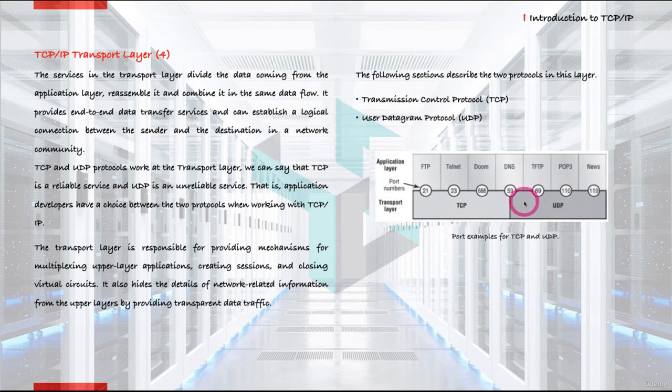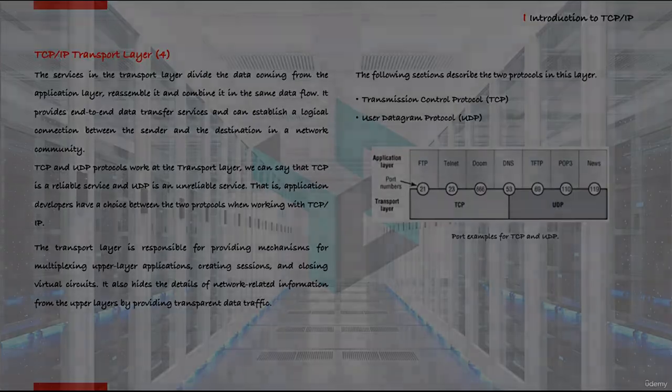You can see examples of TCP and UDP ports in the figure here. The port number of the FTP application is 21 and it uses the TCP protocol. The TFTP application uses port 69 and the UDP protocol. DNS, on the other hand, uses port 53 and can use both TCP and UDP. This is our transport layer, and this is our application layer. All of the applications we use here have a port number, and these port numbers use either TCP or UDP.